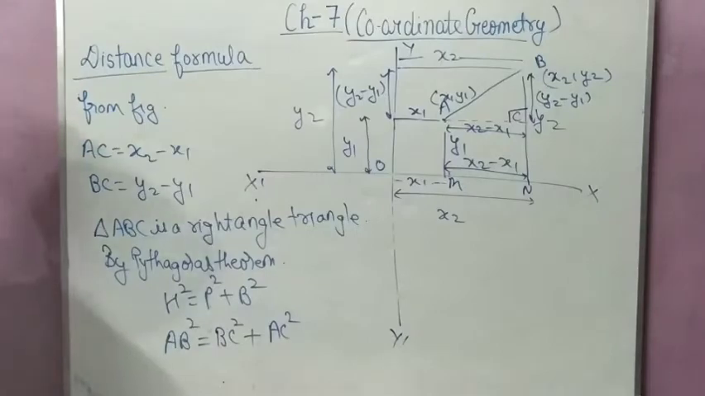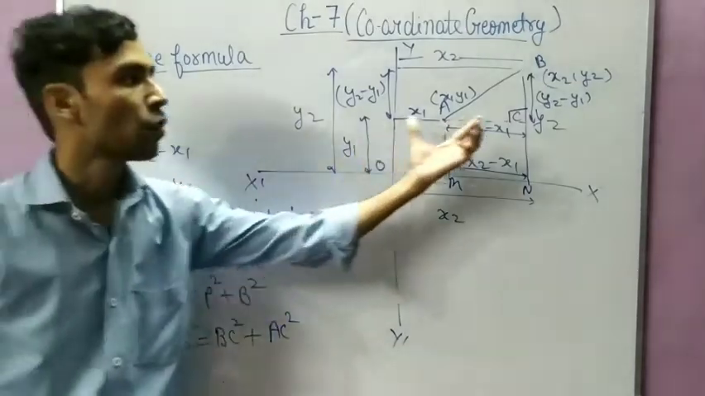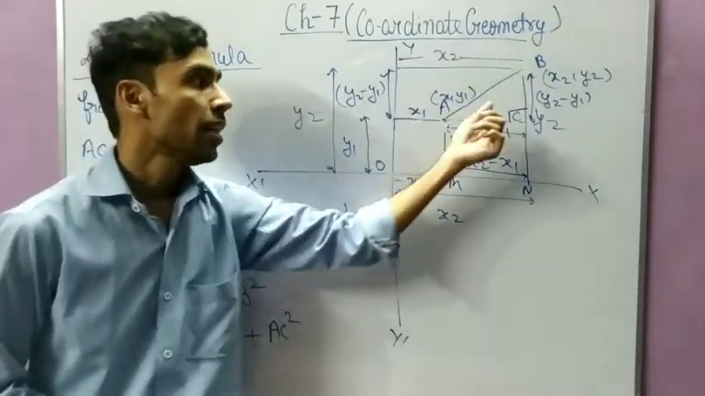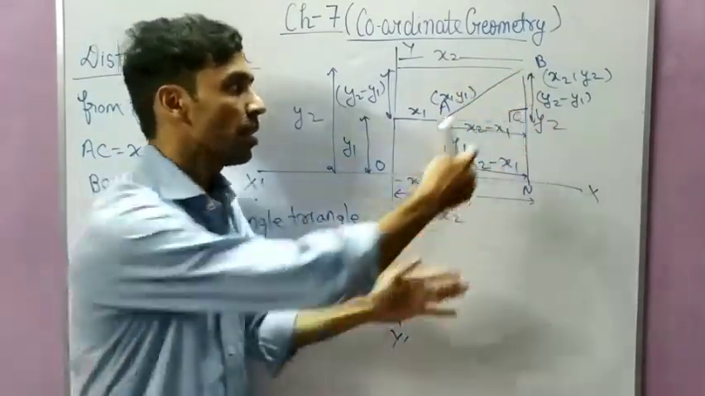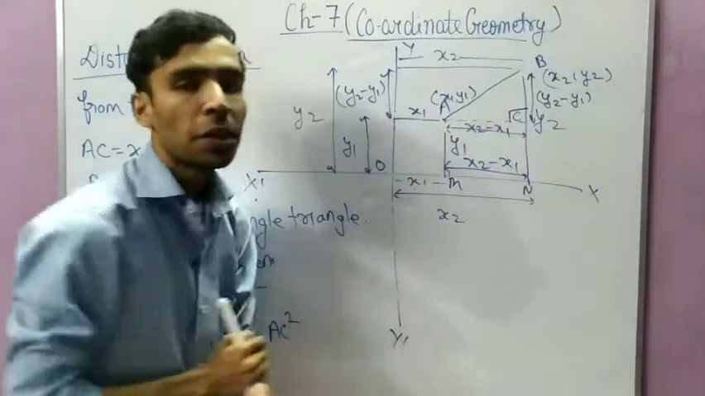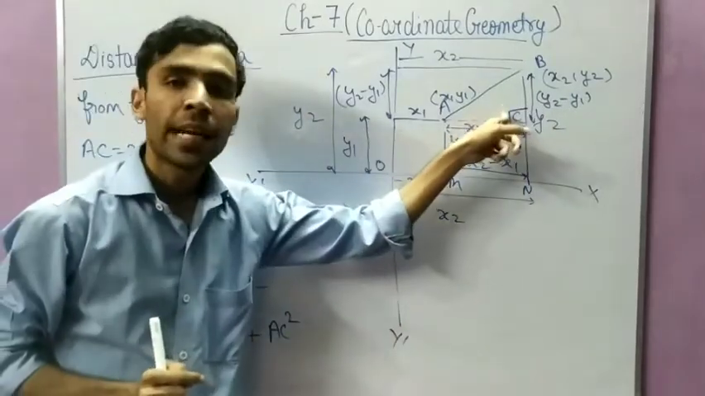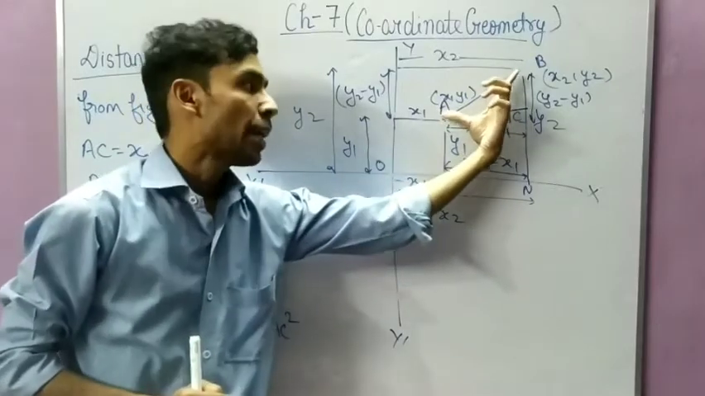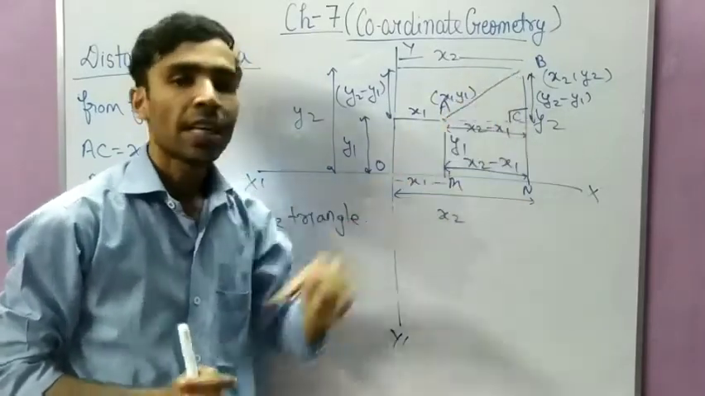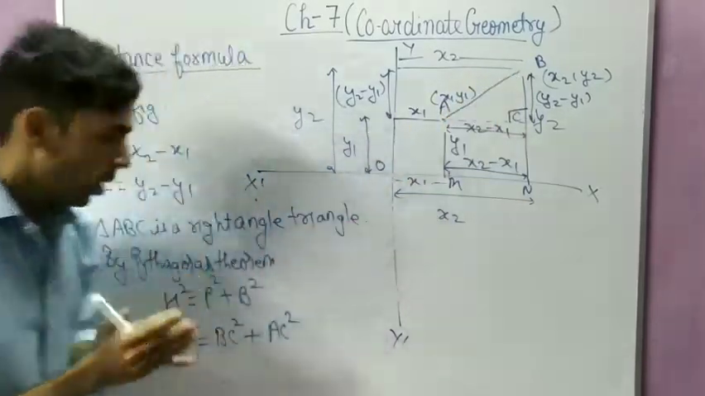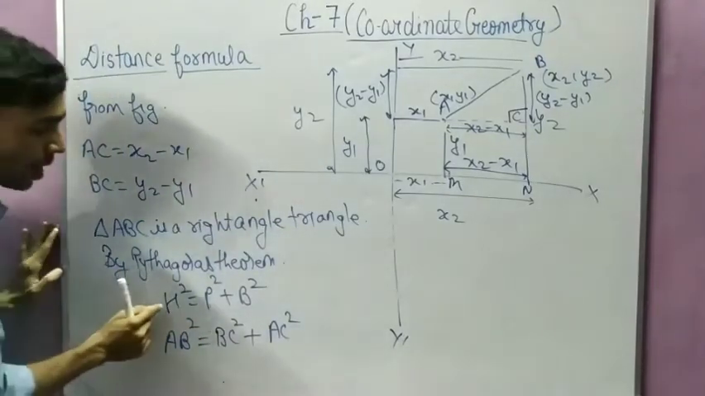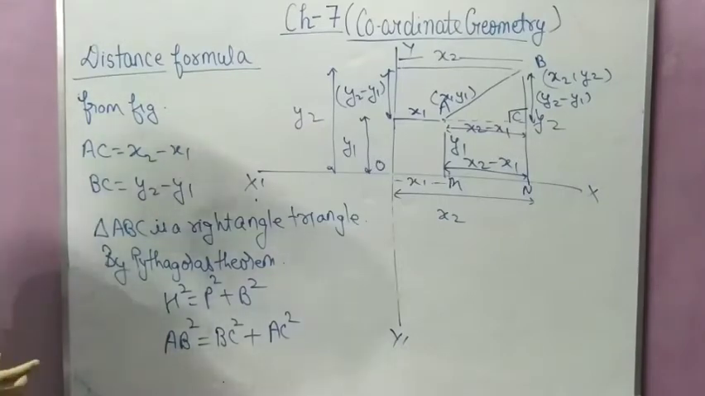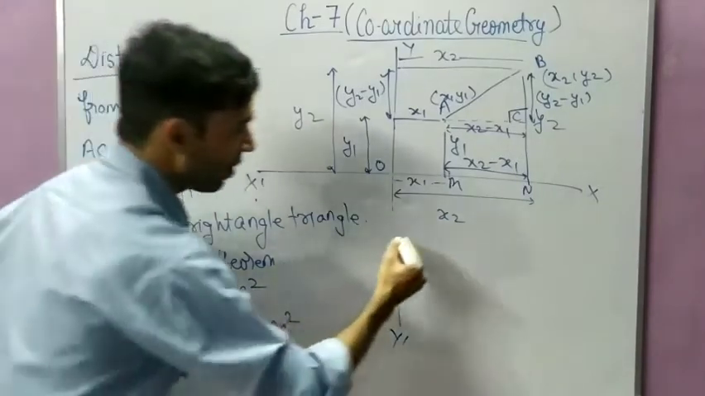Okay. What have we done? We have calculated AC, we have calculated BC. Afterwards, we have seen that it is a right angle triangle because this line and this line are perpendicular to each other. So that angle will be 90 degree. Now, in this triangle, we have to find AB, and AB is our hypotenuse. So we can apply Pythagoras theorem, and Pythagoras theorem suggests that hypotenuse square is equal to perpendicular square plus base square.